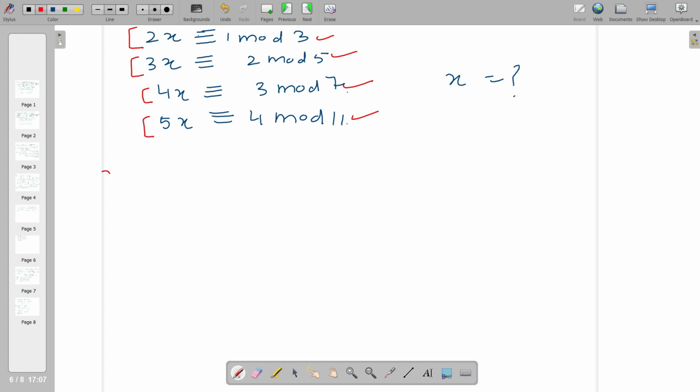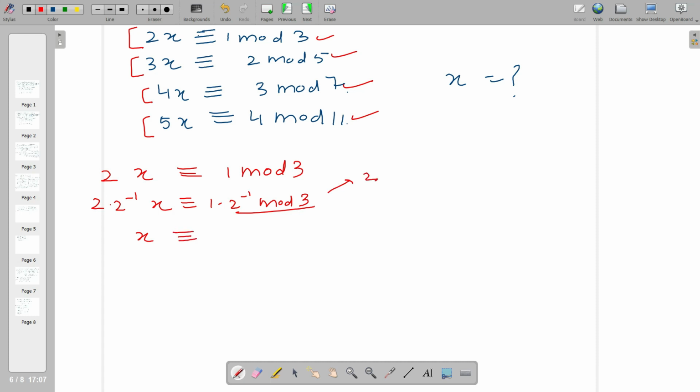So the first one is 2x is congruent to 1 mod 3. In place of this we can multiply by 2 inverse on both sides. So 1 into 2 inverse mod 3 gives x, and 2 inverse mod 3 is going to be 2. So it's going to be 2 mod 3. So this is the first equation.